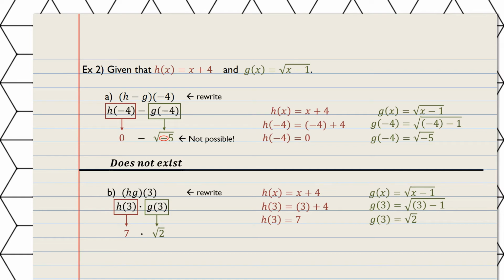And so we're being asked to multiply 7 times square root 2. Can we do that? Yes. The 7 will remain on the outside of the radical. The 2 will remain under the radical. Your answer is simply 7 square root 2.